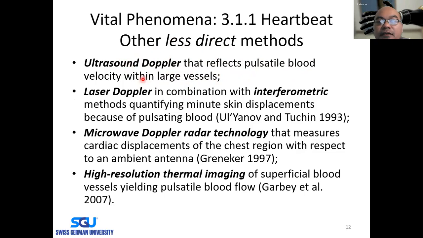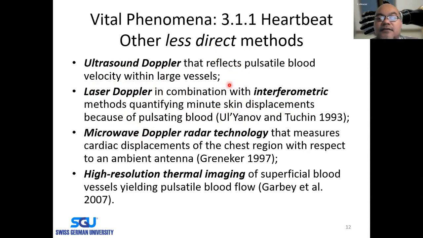We can also use, instead of an acoustical signal, an optical signal, what we call laser Doppler. We use a laser in combination with interferometric methods to quantify minute skin displacement because of the pulsating blood. Of course, this is more sensitive compared to the acoustical signal, but the scope, the spatial volume, will be very small, and sometimes it is too sensitive that it may also capture other interference signal.